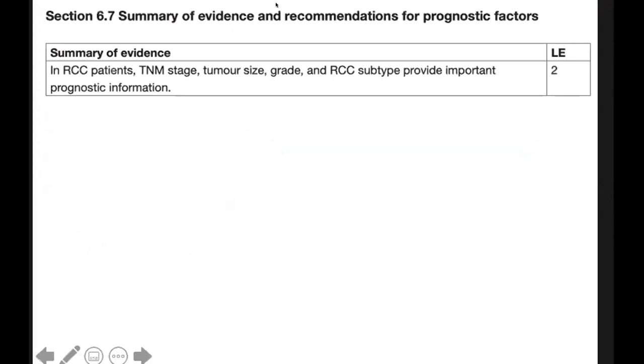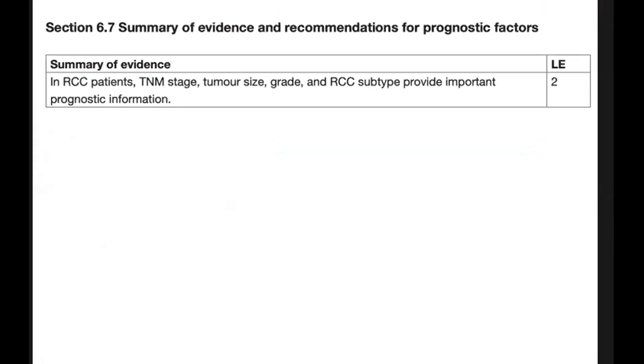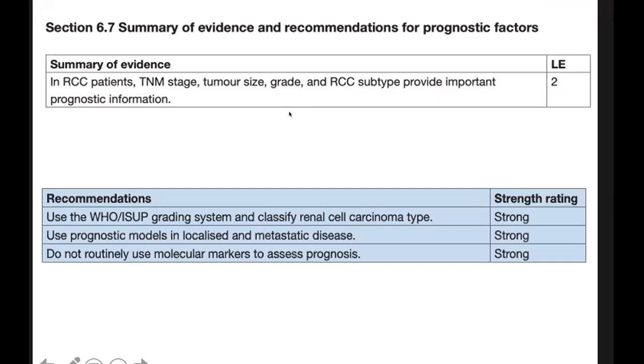Let's look at the guidelines. And the guideline says that in RCC patients, TNM stage, tumor size and grade, RCC subtype provide prognostic information. So all those of you who voted in favor of all the above are right. Well, the WHO ISUP grading system is the modern way of classifying or grading renal cell carcinoma, and it should replace Fuhrman. So ask your pathologist, if they are still using the Fuhrman system, to please switch to the modern system. And prognostic models can be used for localized and metastatic disease both. Molecular markers have no role in the current evaluation of patients with RCC. They are only for trials and studies.